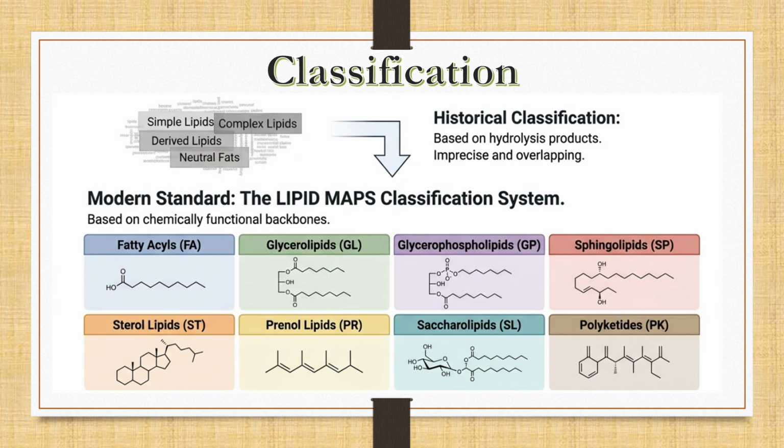Each category is further subdivided into subclasses, allowing detailed structural and functional description. The significance of the Lipid Maps classification lies in the fact that it reflects true chemical diversity, supports lipidomics research, and enhances communication across disciplines.